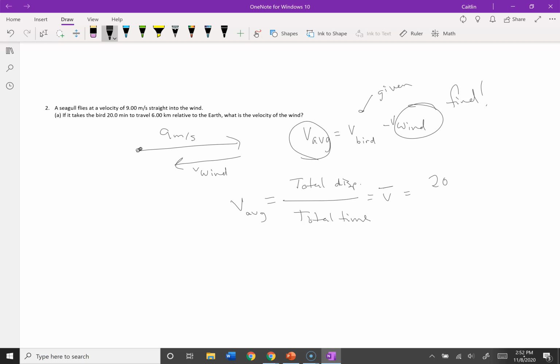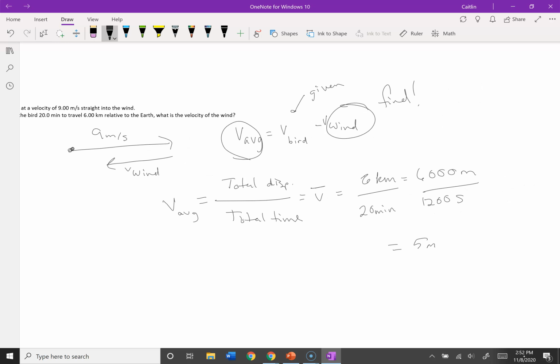I'm going to do the 6 kilometers, which should be in meters, so 6,000 meters. And we're going to divide it by the 20 minutes, which should be in seconds. So we're actually going to divide the 6,000 meters by 1,200 seconds. And that's going to get us 5 meters per second is the average velocity.